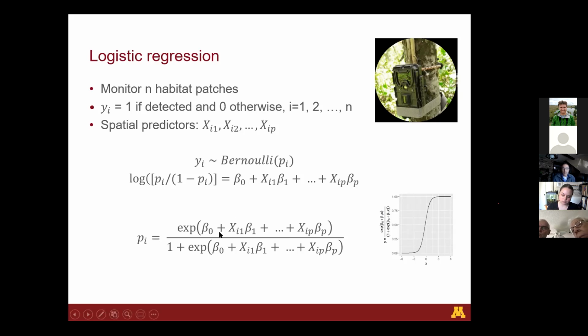So if you think about this function, if this piece in the middle here gets really big, we'll have a really big number over 1 plus a really big number, and that'll essentially be 1. If this part of the equation, this linear predictor, is large and negative, we'll have essentially a 0 over 1 plus 0, and we'll have a value close to 0. So this is a natural model to use for modeling binary responses that constrains the probability of a 1 to be somewhere between 0 and 1.